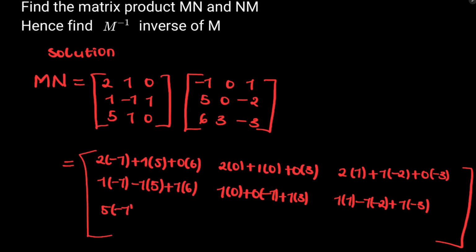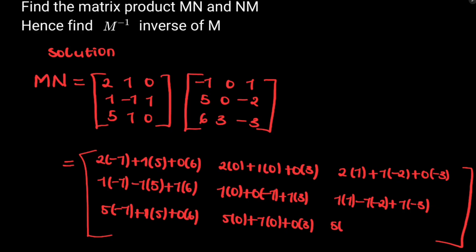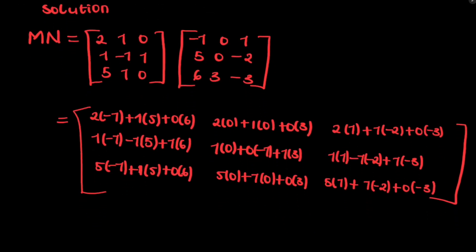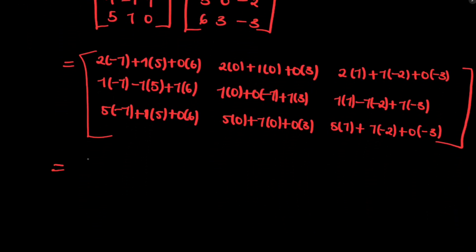We go to the next row: 5 times minus 1 plus 1 times 5 plus 0 times 6. The next, 5 times 0 plus 1 times 0 plus 0 times 3. Go to the next: 5 times 1 plus 1 times minus 2 plus 0 times minus 3. So we do our simplification.